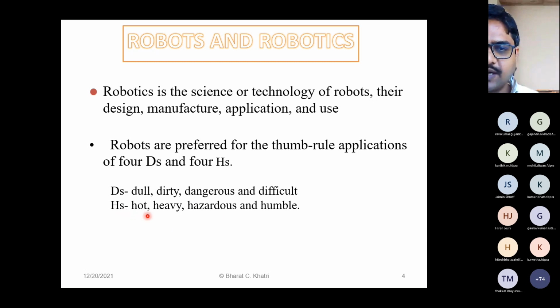Likewise, the 4H means it can be used for hot temperatures where a human being cannot sustain, for heavy and hazardous environments, and humble environments. So these are the 4D and 4H which define the application rule, right? They are very important rules of thumb for robot applications.